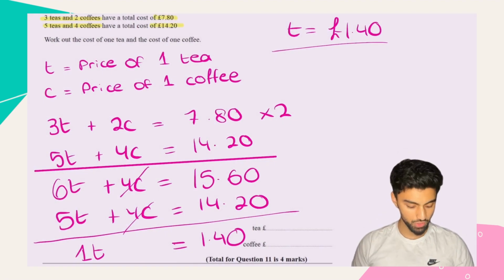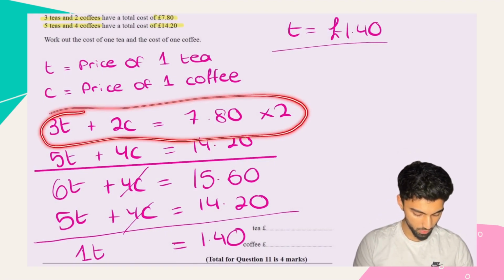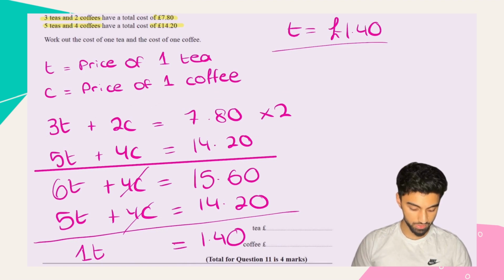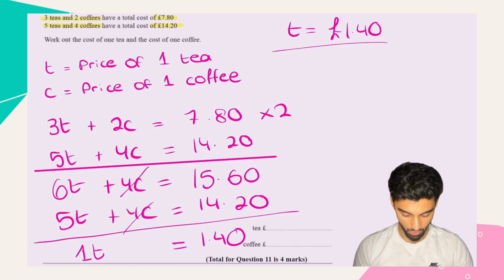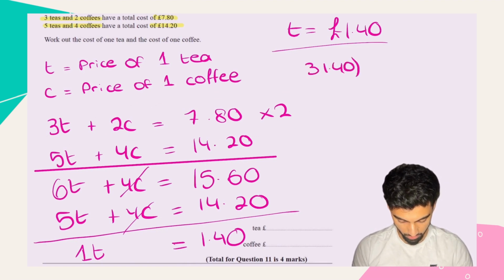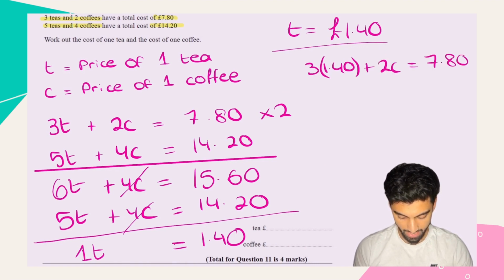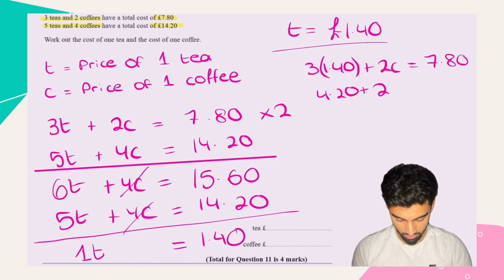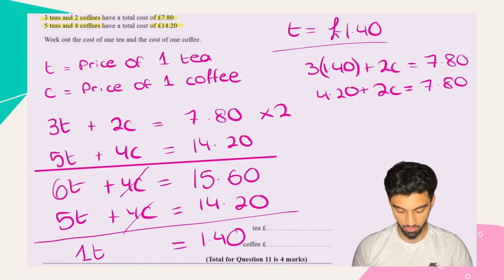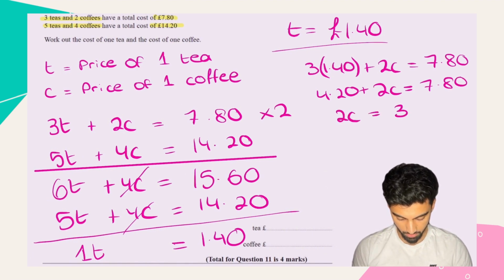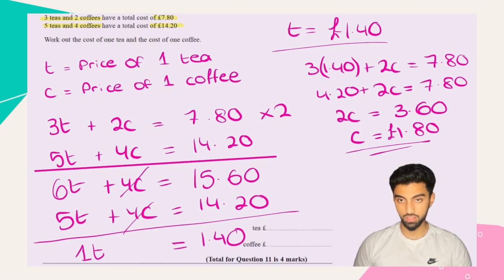Now, let's choose to substitute into this very first equation, which said 3t plus 2c must be equal to £7.80. So, 3 lots of 1.40 plus 2c must be equal to 7.80. Expand the first term and we get 4.20 plus 2c is equal to 7.80. Subtract 4.20 from both sides to get 2c is equal to 3.60, and so c is equal to 1.80. Now this is the price of 1 coffee.